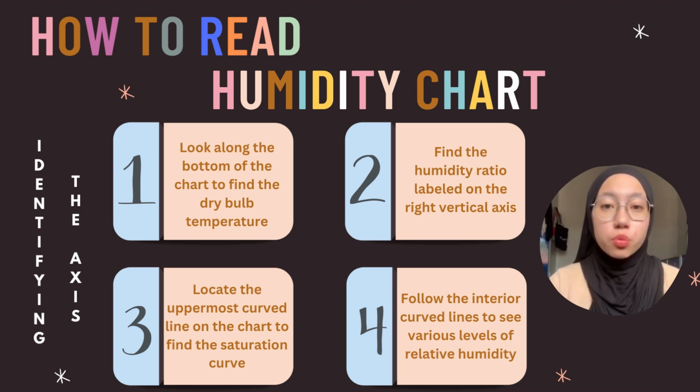So today I want to present on how to read a humidity chart. Okay, first, identifying the axis. Look along the bottom of the chart to find the dry bulb temperature.